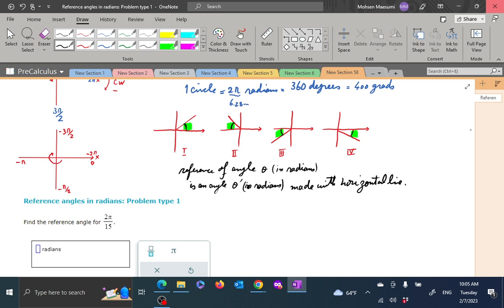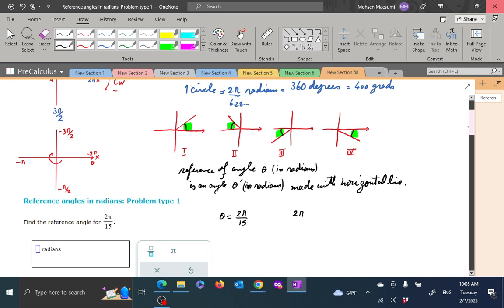So let's go ahead and practice to see how we deal with that. Suppose the angle that is given to us is 2 pi over 15. The challenge is which one of these four cases is it? Is it in quadrant 1, 2, 3, 4, and so on?